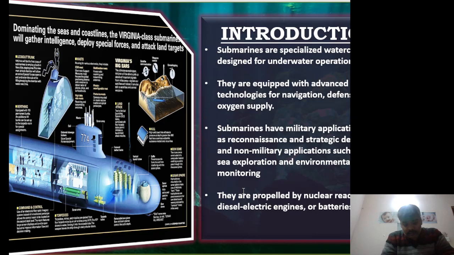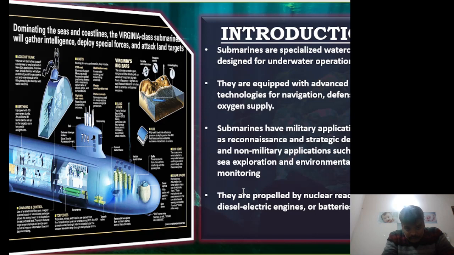These machines are run by a nuclear reactor, diesel electric engine or batteries. In the figure you can see, dominating the sea and coastline, the Virginia class submarine. Intelligence, deploy special force and attack land target.